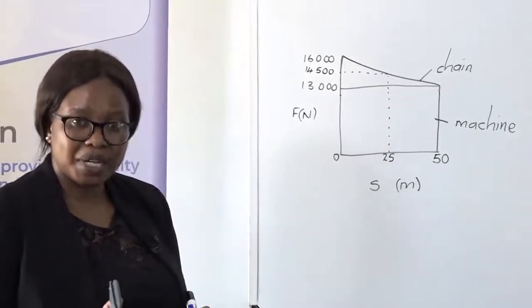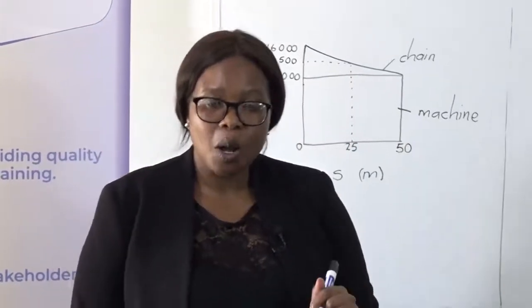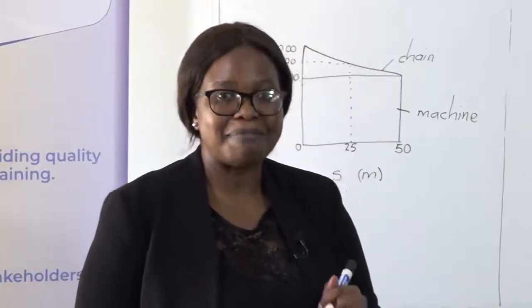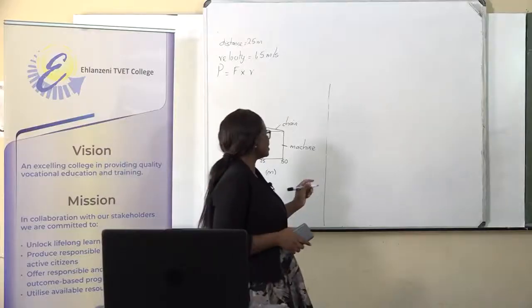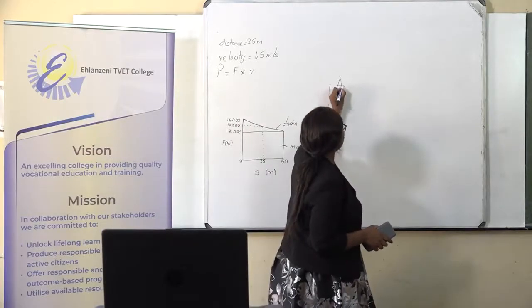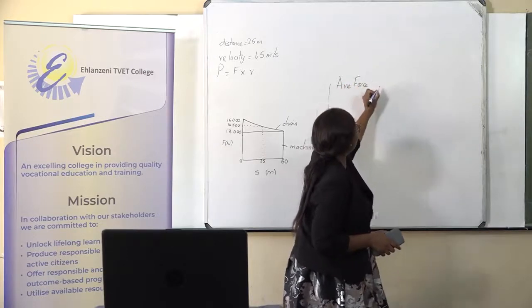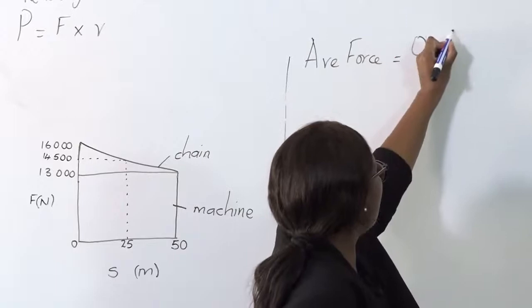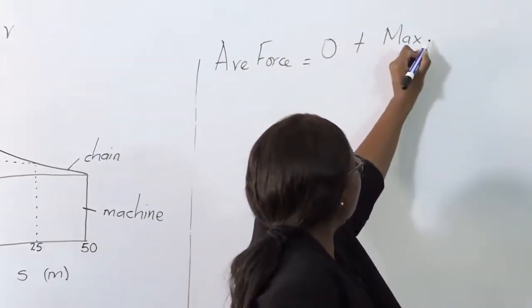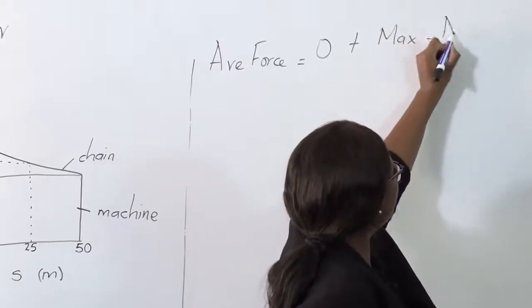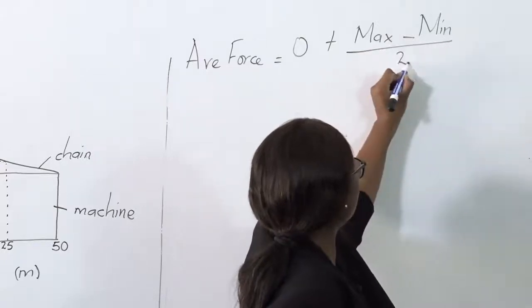So here, this is our average force. But let's prove it. Is it true what we are getting? How are we going to calculate the average force? Average force is equal to 0 plus maximum force minus minimum force divided by 2. I'm going to put it here. Average force is equal to 0, which is the minimum, plus maximum force minus minimum force divided by 2.